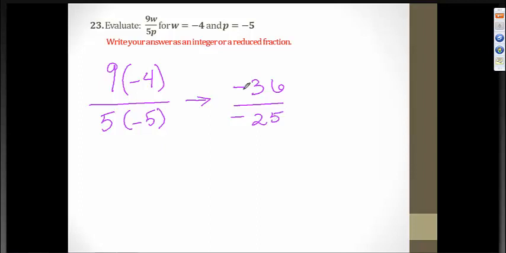Now, this doesn't simplify, but what can we do with these negatives? What happens with those? It becomes a positive. Exactly. They disappear. They cancel out. They become positive, because whenever we have a negative divided by a negative, it gives you a positive answer. All right? So our final answer would be 36 over 25.